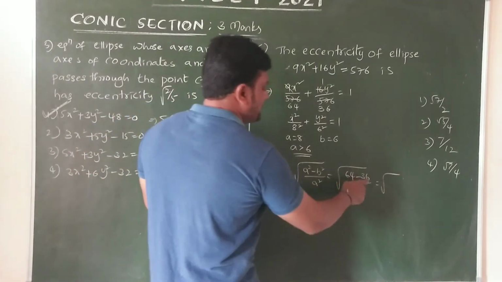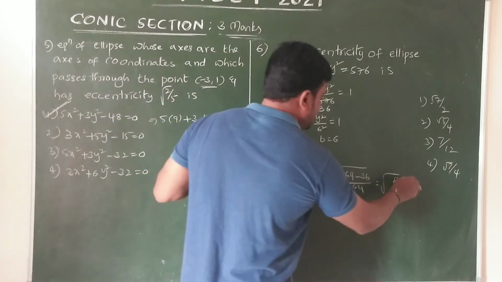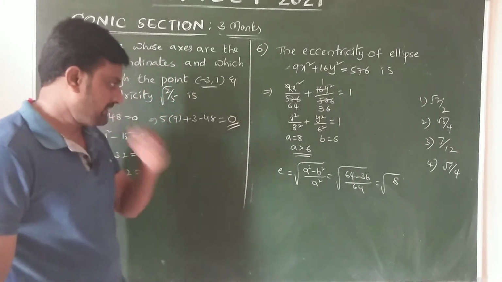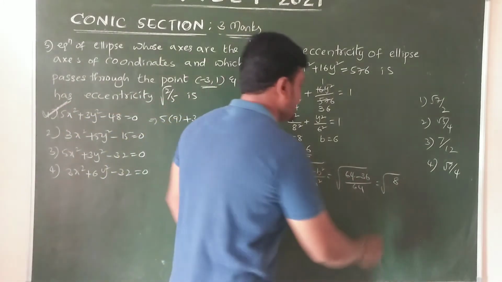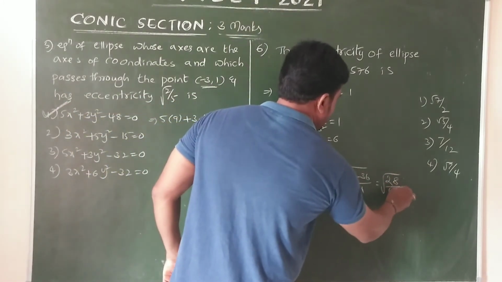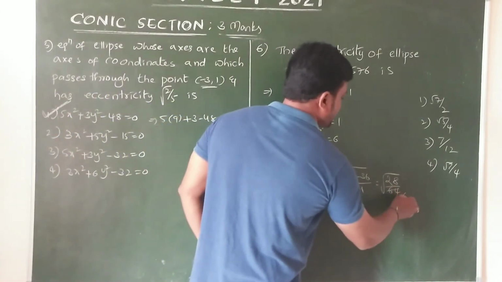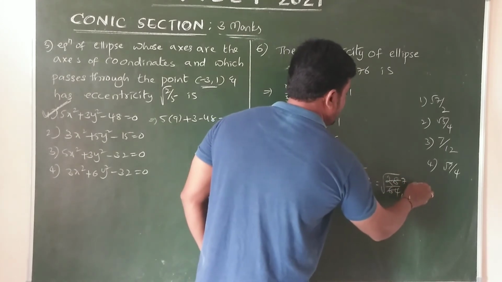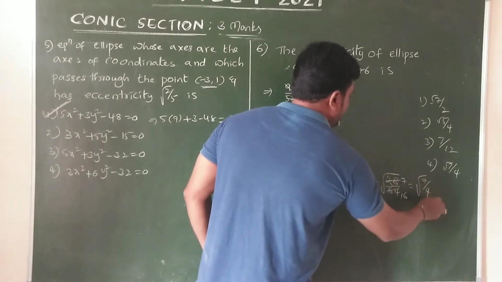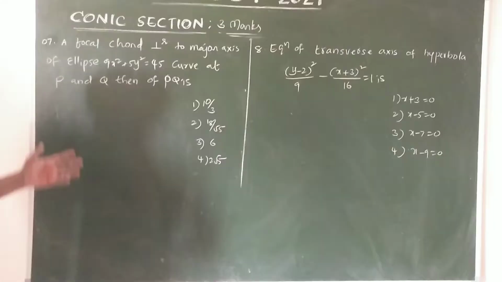which option? 64 minus 36 is 28, and 28 by 64 is 7 by 16. So the eccentricity is root 7 by 4. The fourth option is right. Let's go with our next problem.